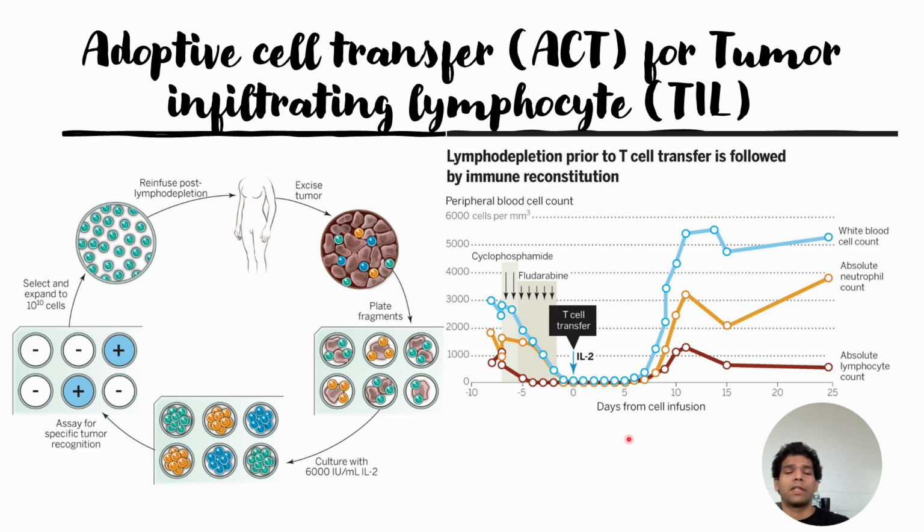Here we can see that the reconstitution is done just after 5 days, whereas in the previous videos where we checked adoptive cell transfer therapy for CAR T cells, we have seen that immune reconstitution is done after 28 days. So it varies based on what kind of adoptive cell transfer therapy the patient is undergoing.